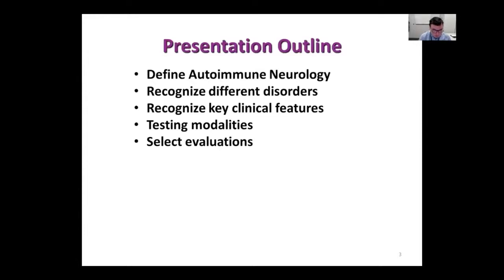So I'm going to start by defining autoimmune neurology, how to recognize some of the different disorders, recognize key clinical features, the testing modalities that we use to test patients with autoimmune brain disorders, and then how to select evaluations.